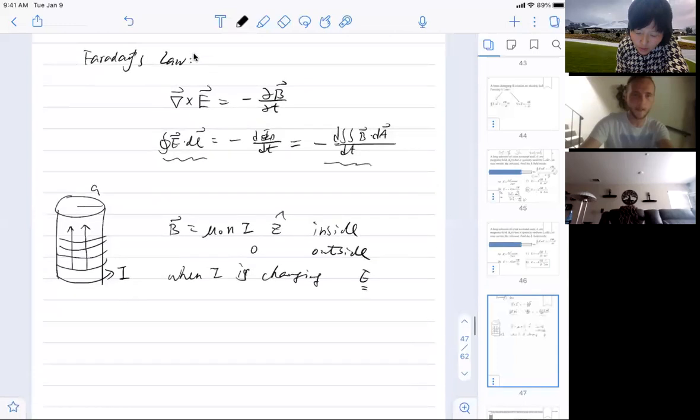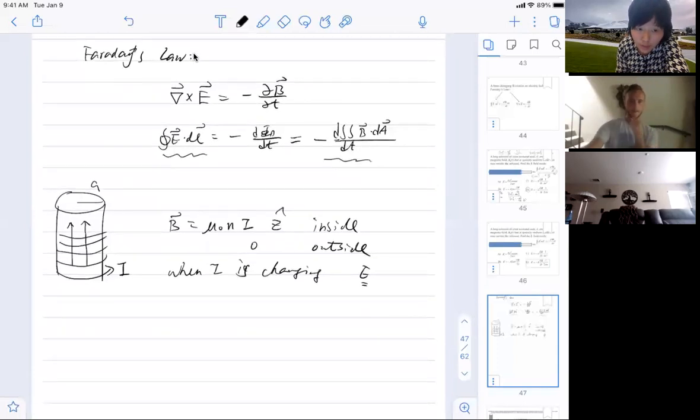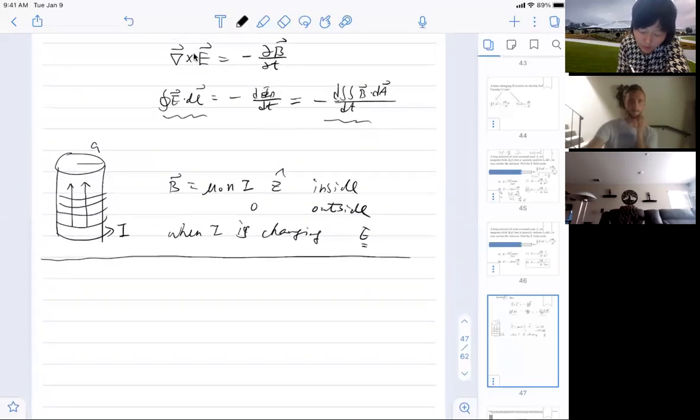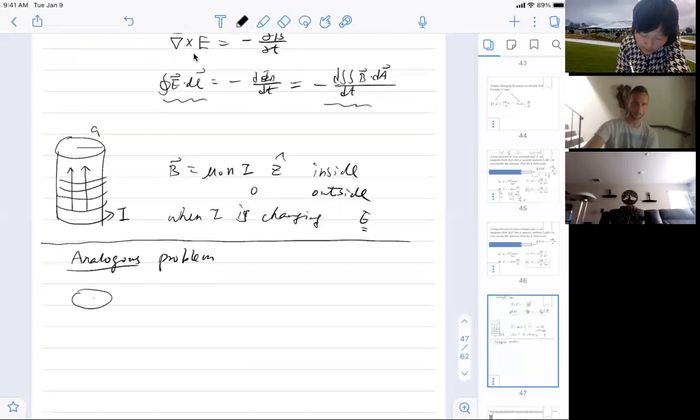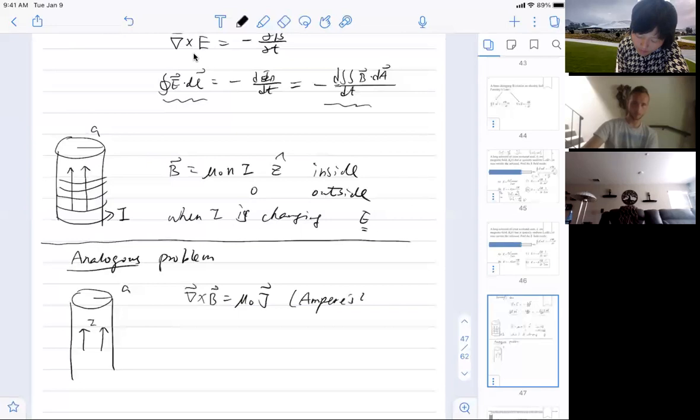So again, recall in this class we do a lot of analogy problems. So even for this one, we can find an analogy problem. I want to quickly review something that's similar to this. You have a thick wire with current I running, with volume current density J running uniformly throughout the wire. And we know that we can calculate the B field in this case. And I want to show that the curl of B is mu naught J, that is Ampere's law. You can see that the mathematical formats are very similar, right? B is to E in this case, J is to B in this case. So if we have a problem like this, here your B is uniform.